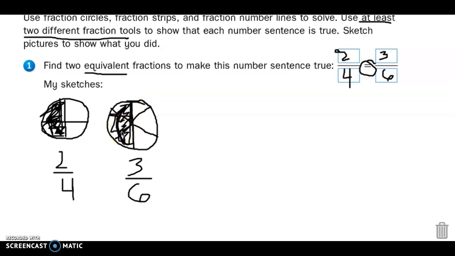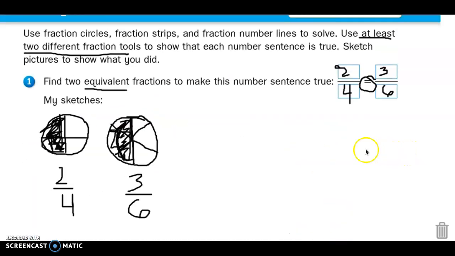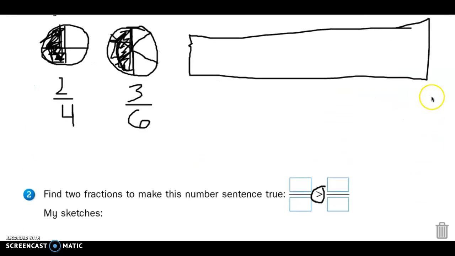So I would say my justification for saying that 2/4 and 3/6 are equivalent fractions is because I just showed that they each take up half on a circle, on our whole. Great. Now I think I'm going to do fraction strips this time. So remember, that's like drawing our long rectangles, and we're going to get unit fractions on here.